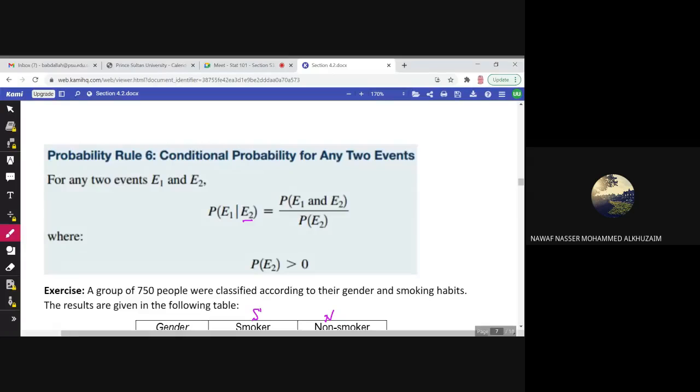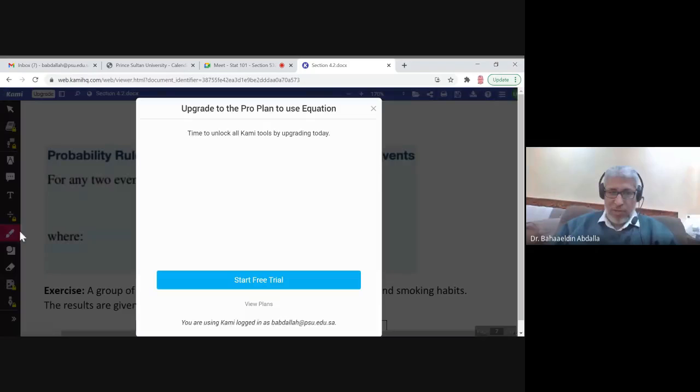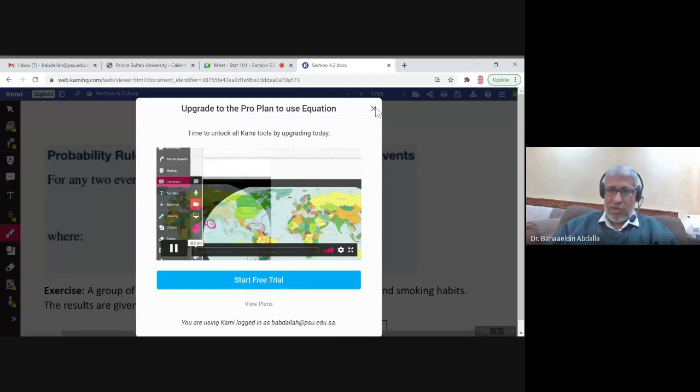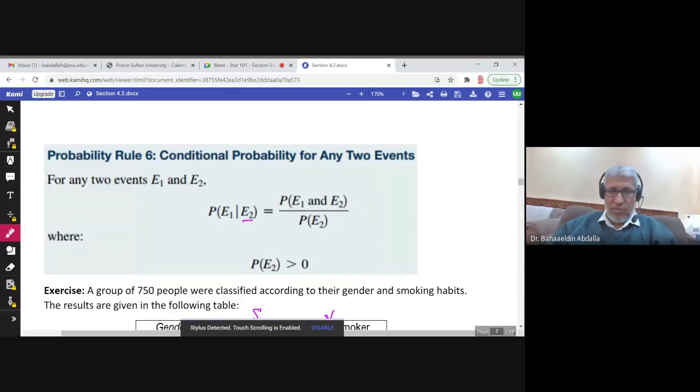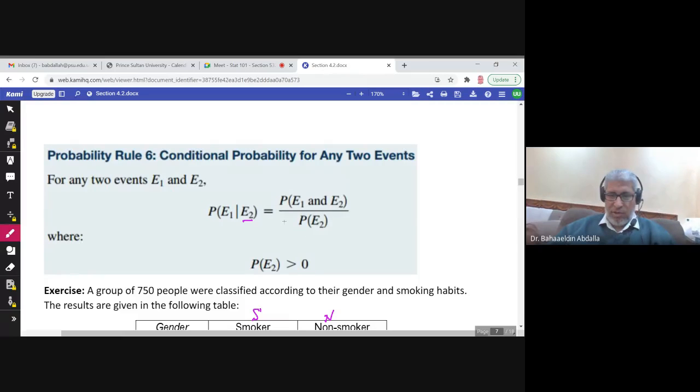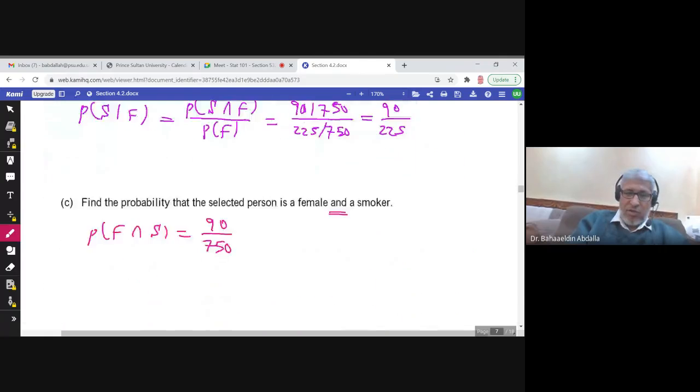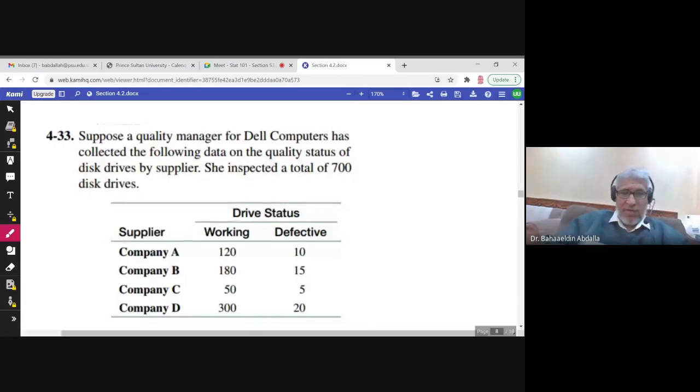We will continue talking about conditional probability, inshallah, in this lecture. So remember that probability of E1 given E2 is probability of E1 intersection E2 over probability of E2. We solved one exercise and let us continue and solve another exercise from the book.